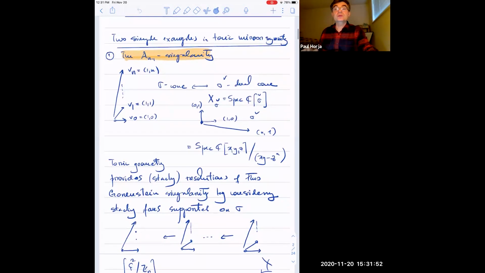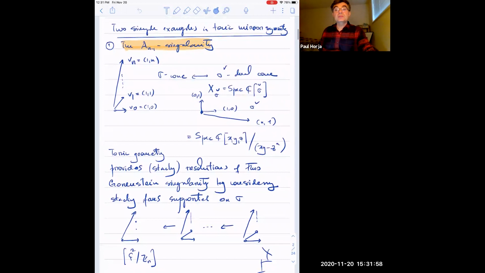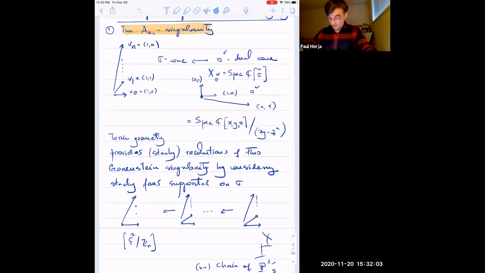So let me start with two very simple examples in toric mirror symmetry. One of them is the A_{n-1} singularity. Basically, this is the singularity xy minus z^n equals 0. It has a nice toric interpretation.